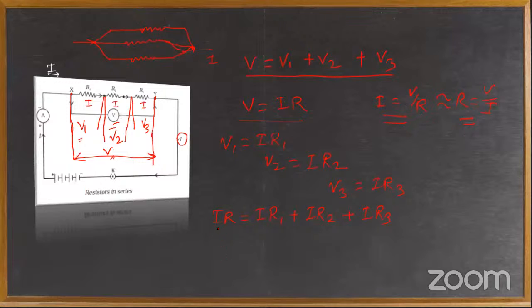This I and this I get cancelled. What I got is the equation R is equal to R1 plus R2 plus R3.